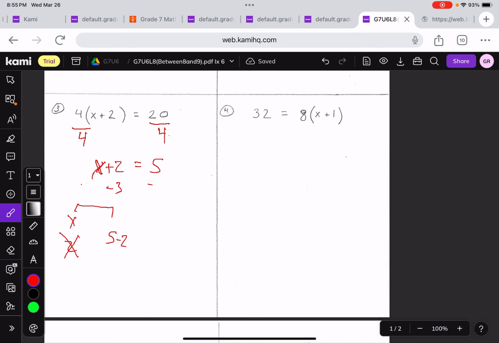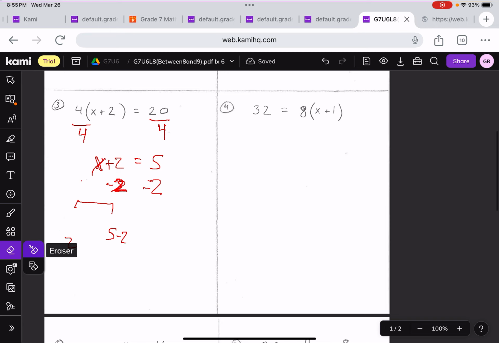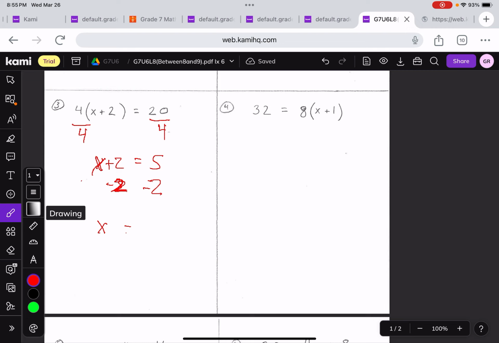So I've got, oops, why did I write 3 there? That should be a 2, and I'm going to take off 2 from this side as well. So x equals 3. Let's plug it in. 3 plus 2 is 5. 4 times 5 is 20. It works.